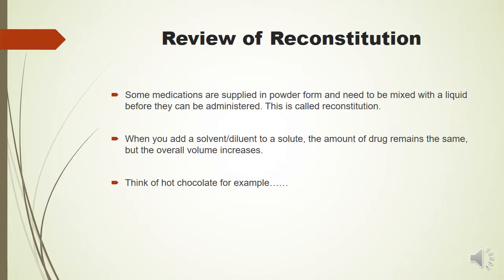So when we add a liquid to a powdered form of a medication before it can be administered, to create a specific concentration of that medication so that we can then administer it to that patient. When you add a solvent or diluent to a solute, being the powder, with the solvent or diluent being the substance you use to dissolve that powder, the amount of drug always remains the same, but the overall volume, depending on how much solvent or diluent you are adding, will increase.